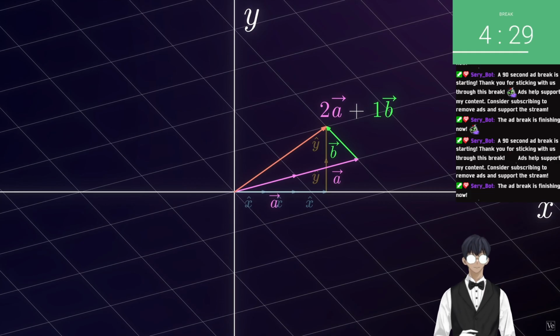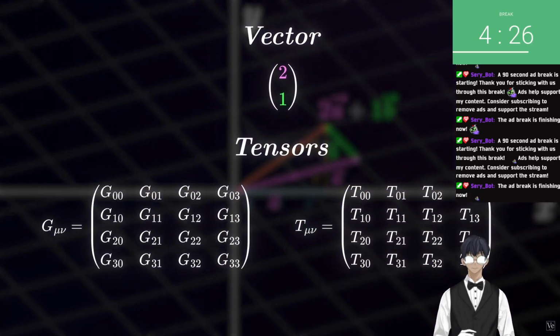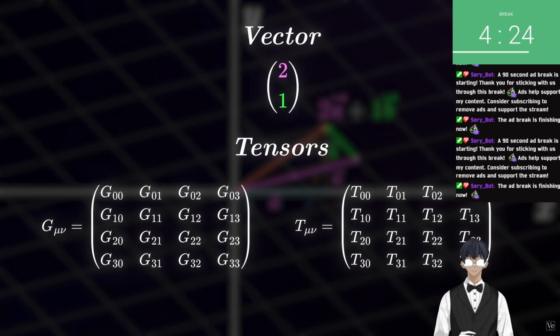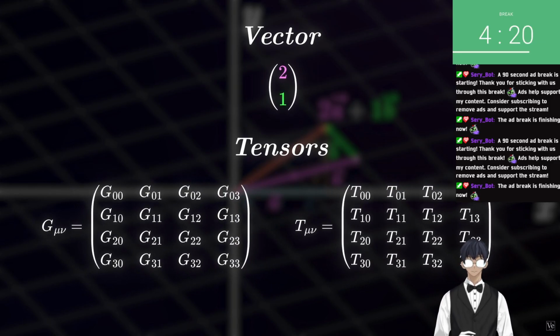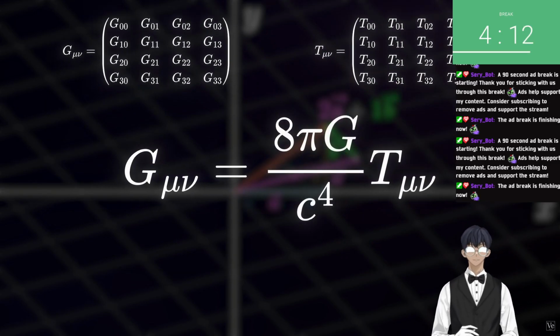And the same is true for tensors, only now instead of having just two components, a general tensor can have any number of them in the form of a matrix. And just like with vectors, you can change a tensor from one coordinate system to another, and the tensor stays the same. So that's why Einstein had to use them to build his new theory.